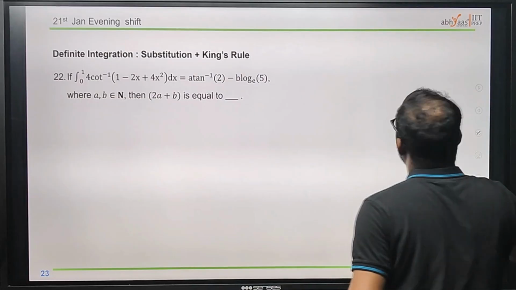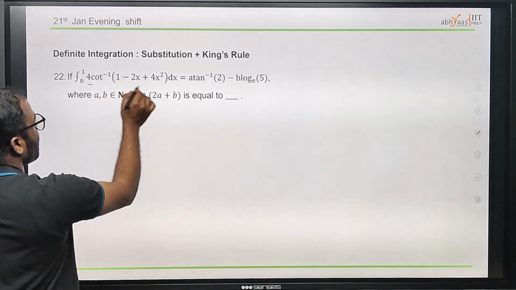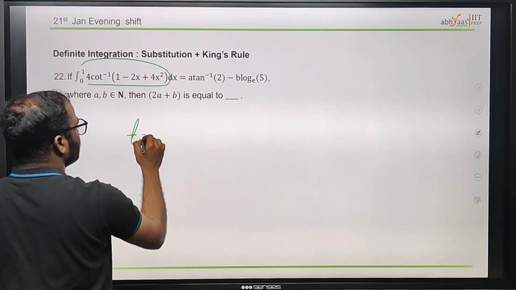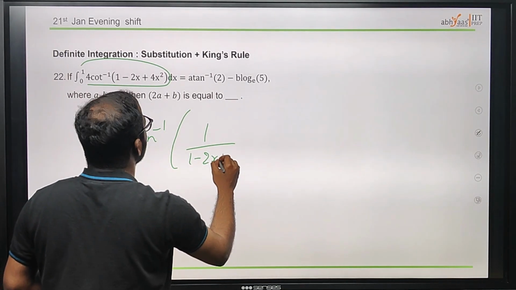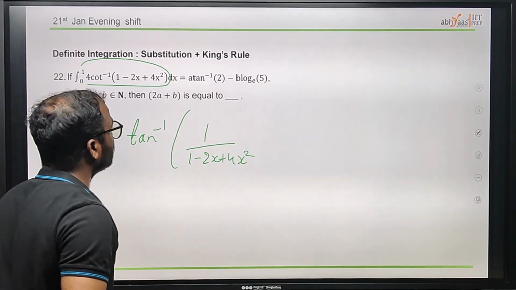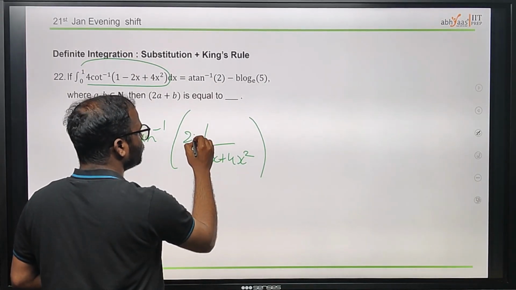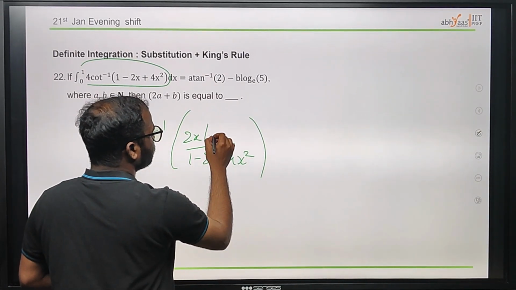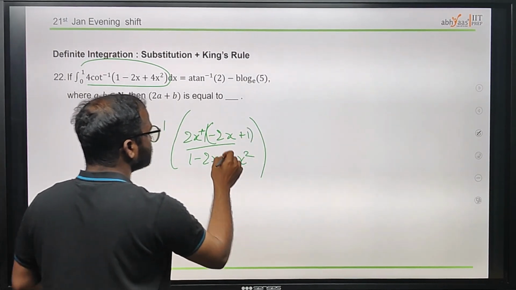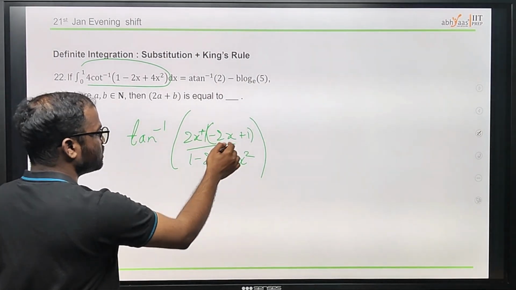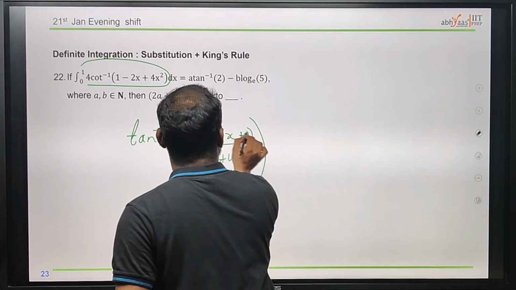Next we have the indefinite integration. Just see here, we have the chord situation, just convert into tan inverse, which is 1 by 1 minus 2x plus 4x square. Now we convert into tan. If we observe that, we can write it as 2x minus 2x plus 1, since we already have 1. We cancel out this thing and we'll have this situation here. Just take that minus common from this.